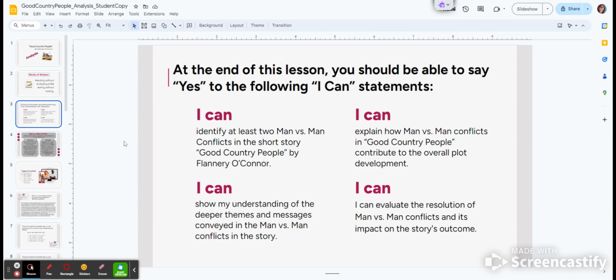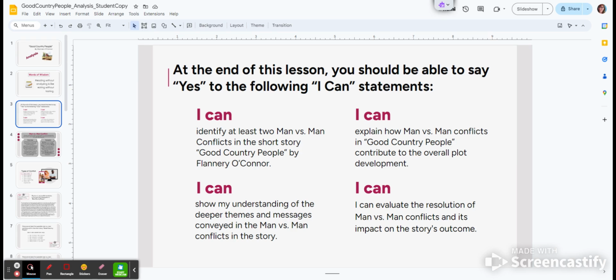So at the end of this lesson, I want you to be able to say yes to the following I can statements. And these I can statements are things that you're going to be showing me that you can answer yes to. So you're going to be showing me these skills at some point here in our unit. So here are the following I can statements. I can identify at least two man versus man conflicts in the short story Good Country People by Flannery O'Connor. I can explain how man versus man conflicts in the story contribute to the overall plot development.